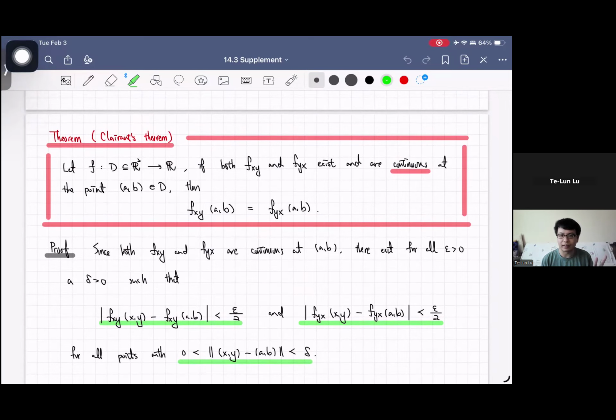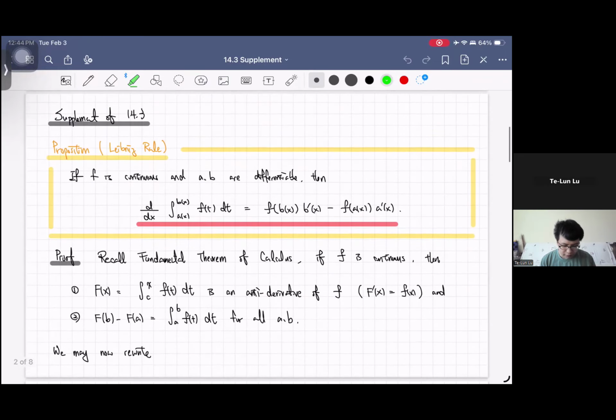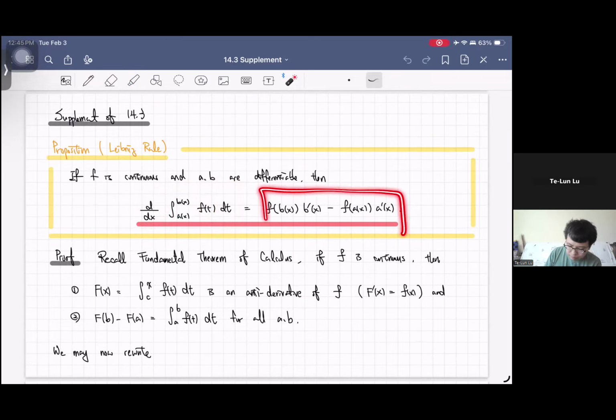which is the fact that mixed derivatives are the same whenever they are continuous as a function. First, let us state the Leibniz rule again. It states that if you have an integral of some continuous function f within an interval given by two functions, a of x and b of x, and we take the derivative of that as a function of x, then you get f of b of x, b prime of x, minus f of a of x, a prime of x.